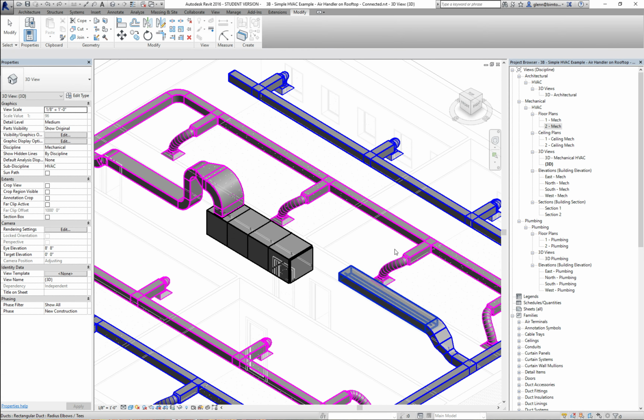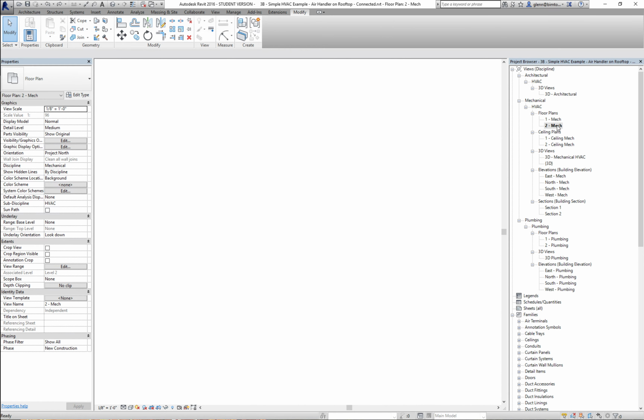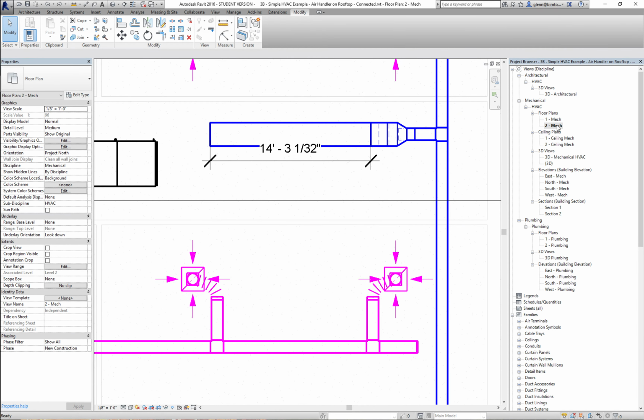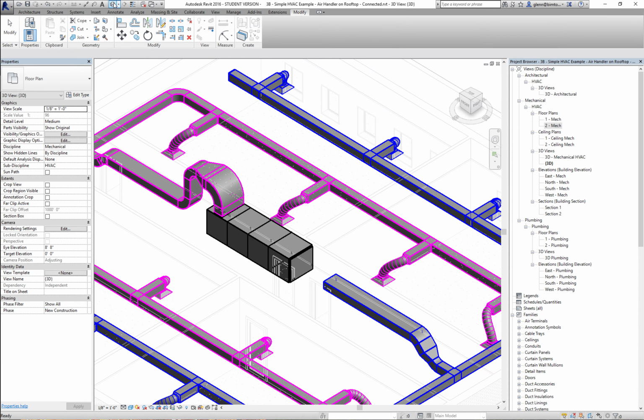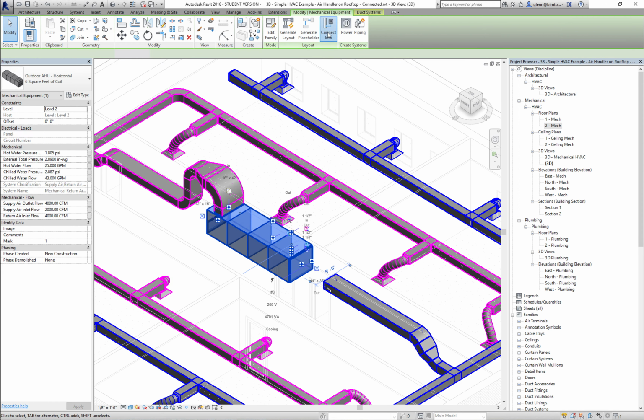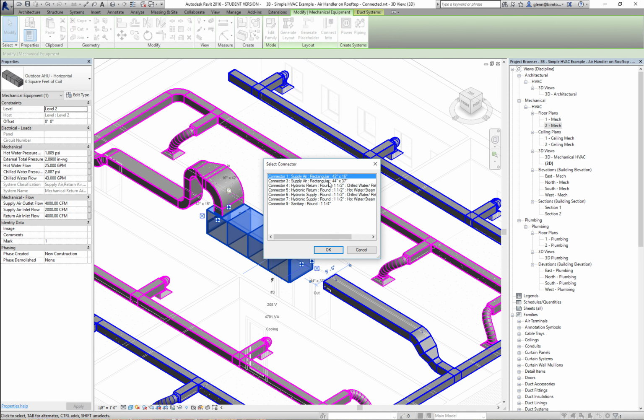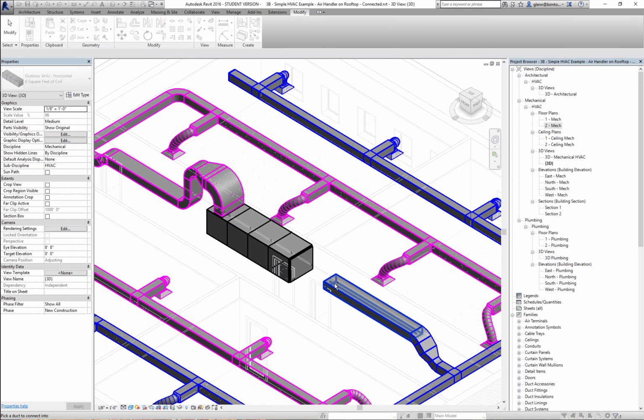So again, what I'll do is go back to the floor plan view. I'll say align. Even get the center line of this to the center line of that. And now I can choose this guy and say connect into. I'll go from that connection over here. So super. So air handlers, they're not all that bad.